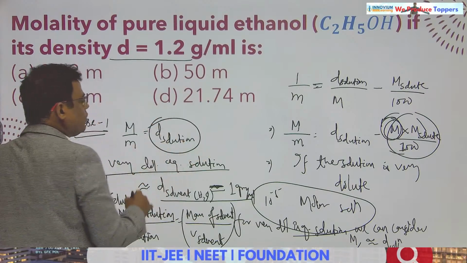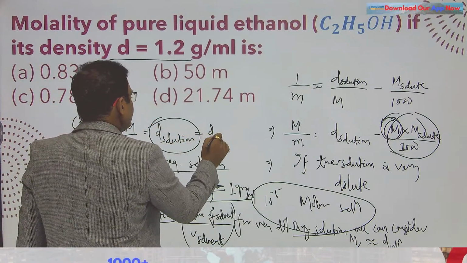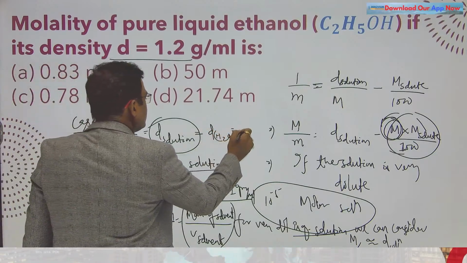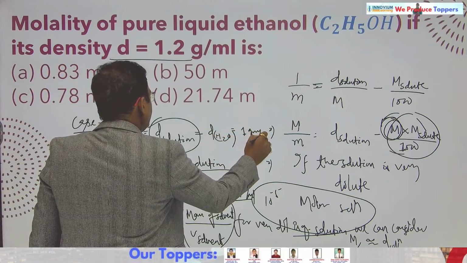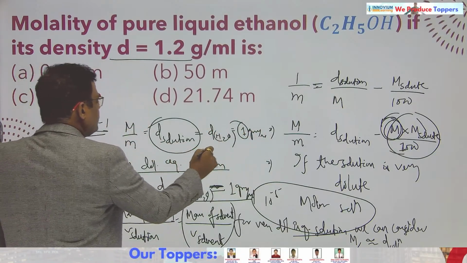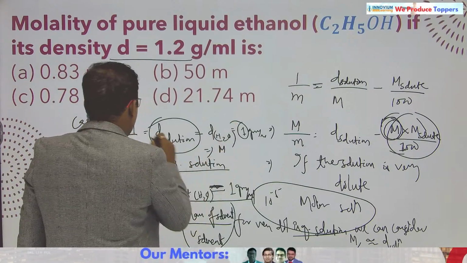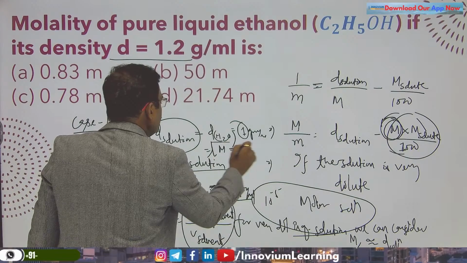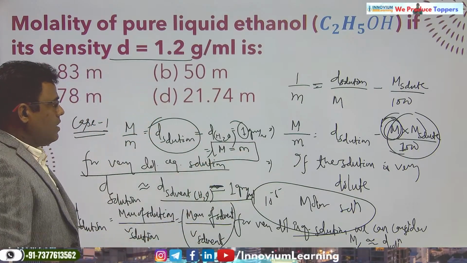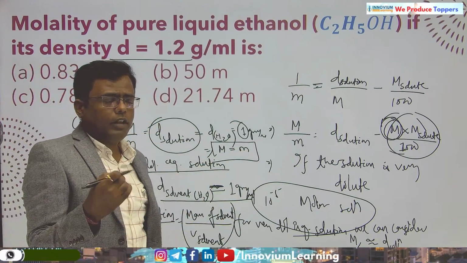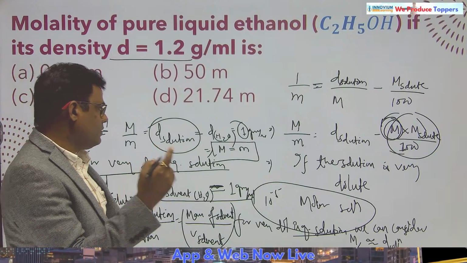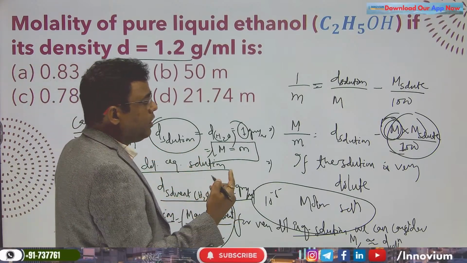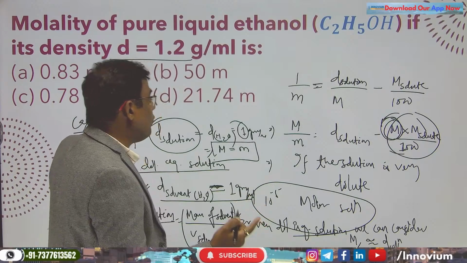Now if I put that density here, the density of solvent, that is water, then what is coming? This is equal to 1. Then M by m becomes 1, which means molarity becomes equal to molality. So that is why, while solving many questions in the solution chapter, we assume molarity becomes equal to molality if an aqueous solution is given, that too very dilute.